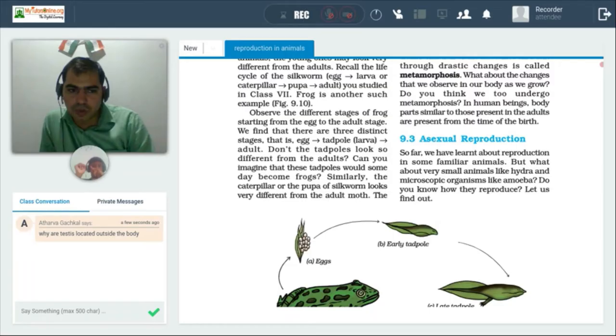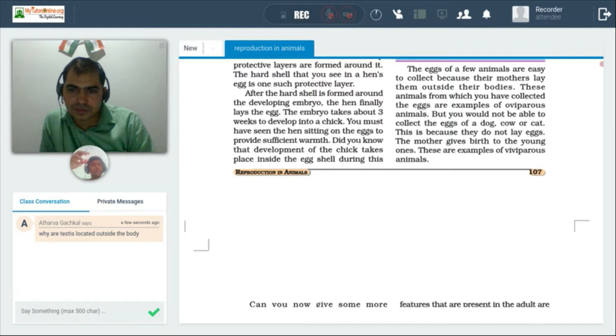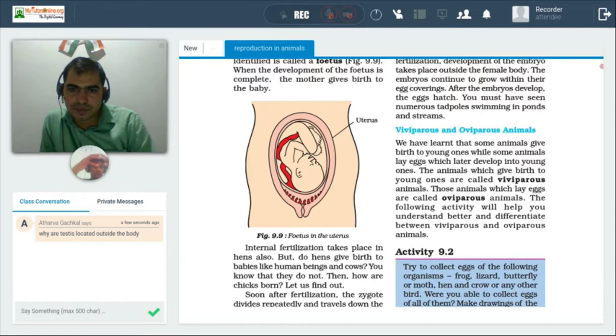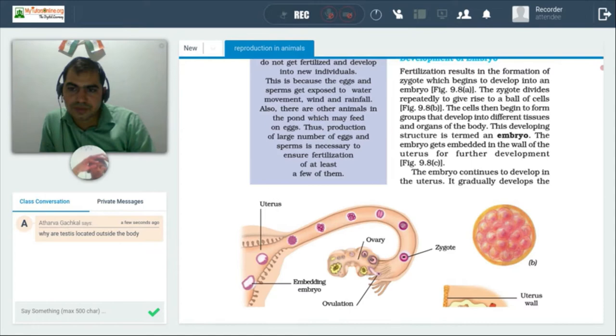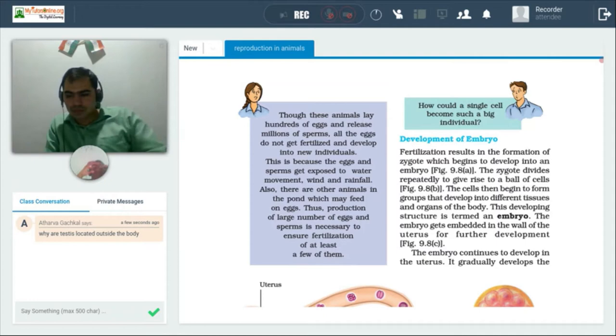It lays eggs, then the tadpole comes, then after that the adult frog comes. Okay. What do you mean by fetus? Fetus.